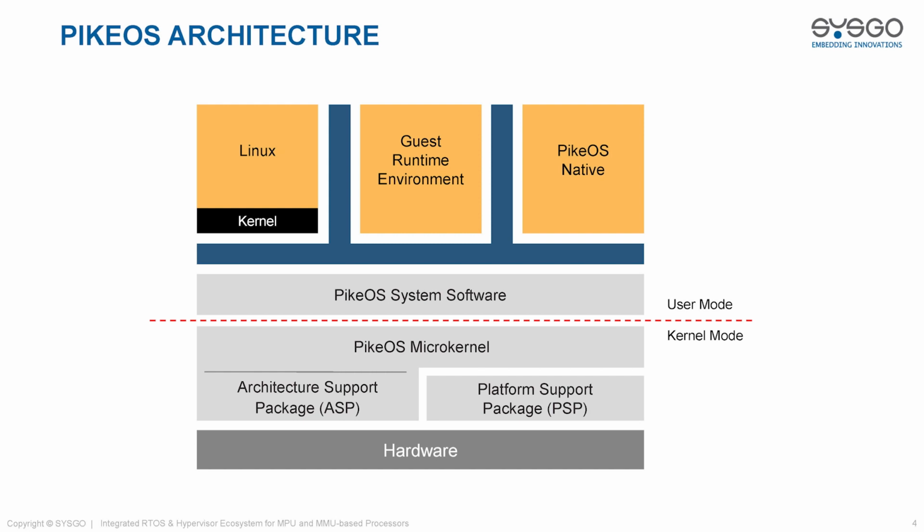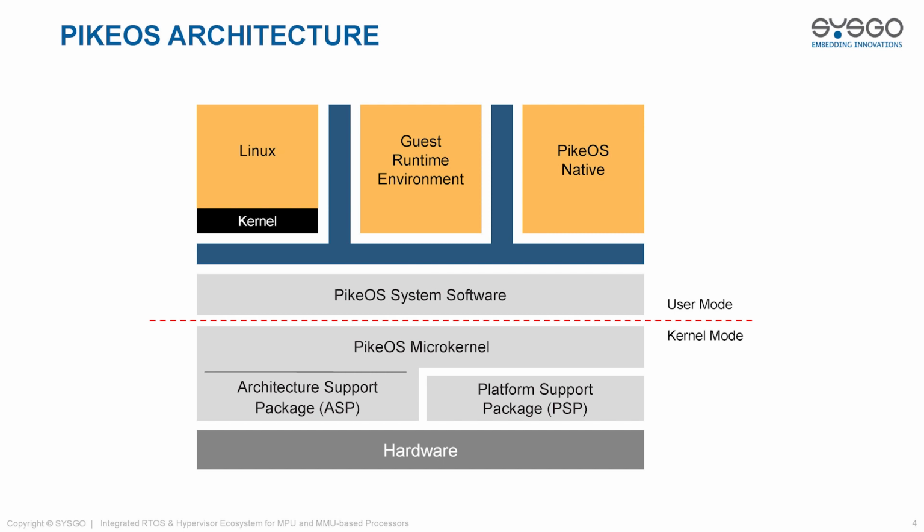As we can see in this slide, on the lower level of PikeOS, we find the PikeOS microkernel, which consists of a generic part, a CPU architecture-dependent part called ASP or Architecture Support Package, and a platform-dependent part called PSP or Platform Support Package. On top of that, in the user mode level, we have the PikeOS system software component, which is the first user space application launched by the PikeOS microkernel. It is responsible for initializing partitioning, inter-partition communication, and health monitoring.